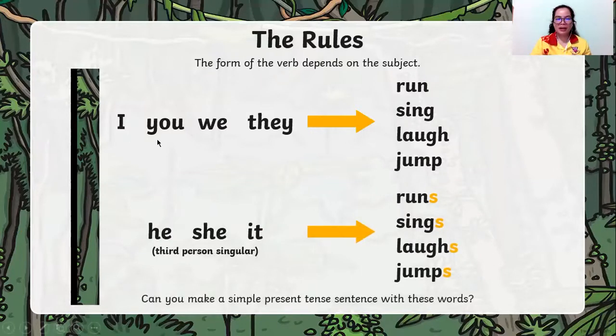First one, plural doesn't have an S. Third person singular, it has an S. Okay, so this is how you are going to make a simple present tense. Okay, always remember this one.